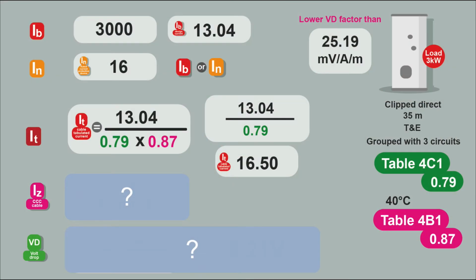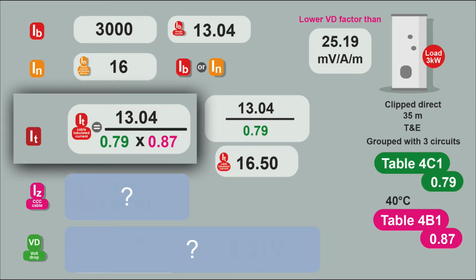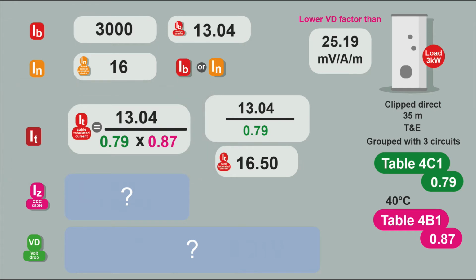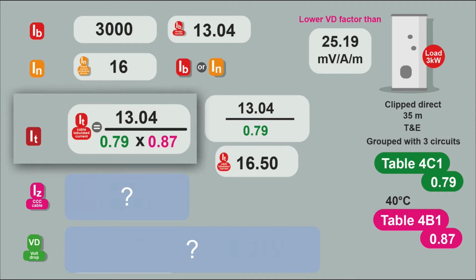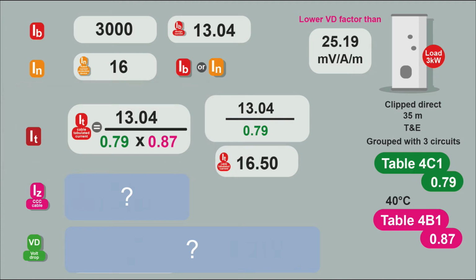So the design current and the protective device are still the same, it's the same circuit. But this time we've got some correction factors, so we need to calculate our It. So we take our design current of 13.04 amps, and we've got the grouping, 3 cables. We'll find that in table 4C1. So we've got a correction factor of 0.79 for the grouping, and for the ambient temperature, we've got a correction factor of 0.87. That's table 4B1.